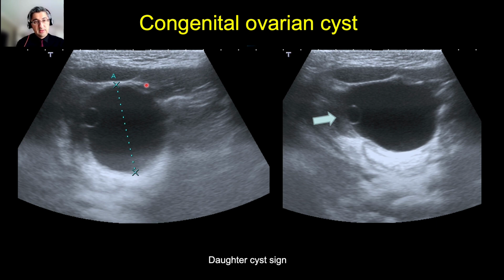There is no torsion in this case, and we can see a large cyst in the abdomen, and I know that this is ovarian because I have a sign. This is called daughter cyst sign, and it's very reliable, reaching up to 100% in some papers. And when you see this daughter sign, you know that this is originating from the ovary and it's an ovarian cyst, not a lymphatic malformation, not a mesenteric cyst, not an enteric duplication cyst.